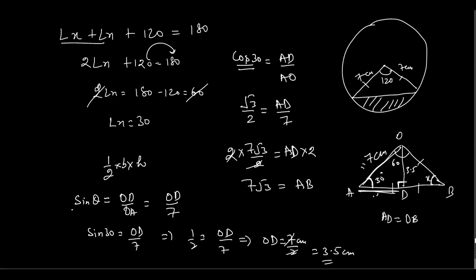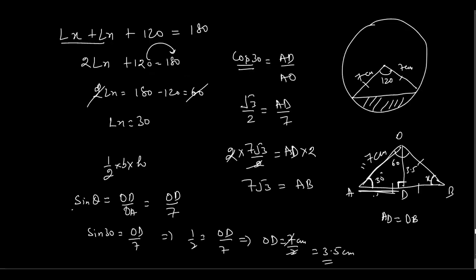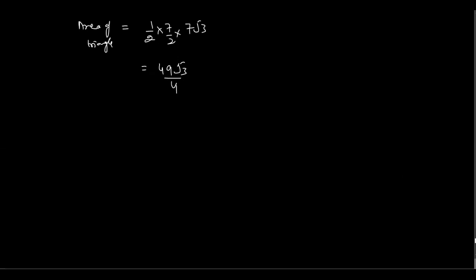So you can find out the area of triangle. So area of triangle will be equal to half into 7 by 2 into 7 root 3. So you will get 49 root 3 by 4. This is the area of triangle, because the base is 7 root 3 and height is 7 by 2. So you will get the area of this one. This is the 49 root 3 by 4.